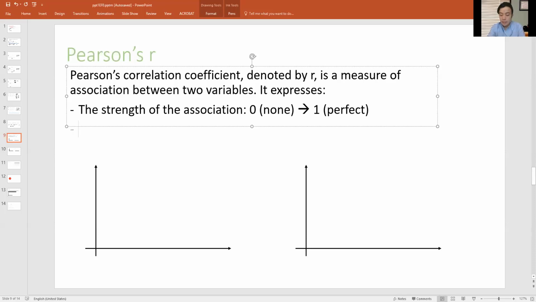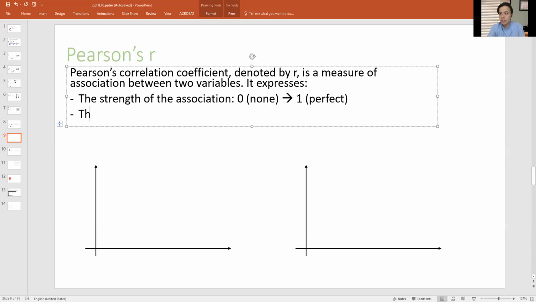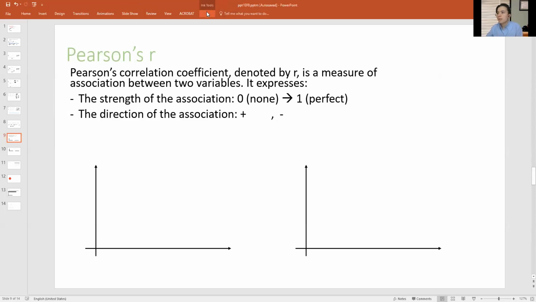And it also describes the direction of the association. So this can be positive if the function is going up, or negative if it's going down. That means this can be positive if we have something that's going up, or negative if we have something that's going down.